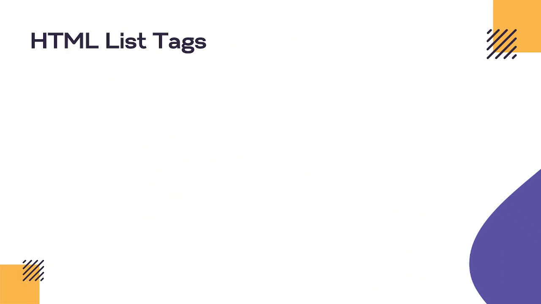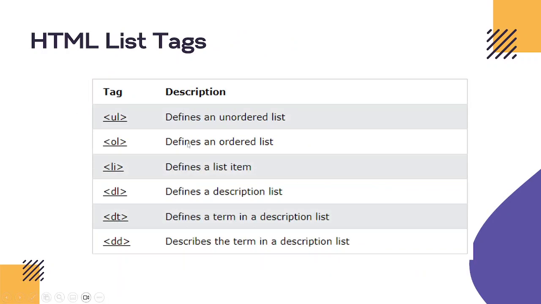Okay, let's proceed with the HTML list tags. We have here ul defines the unordered list, ol the ordered list, li the list item, dl the description list, dt the term in a description list, and dd the description of the term, still inside the description list. dt again defines a term, but dd describes the term.